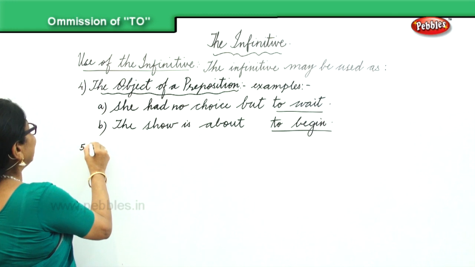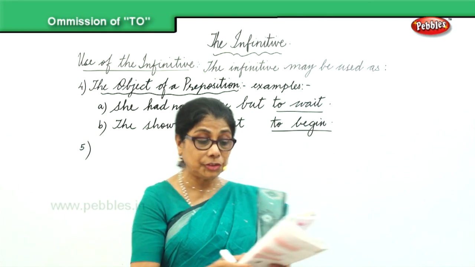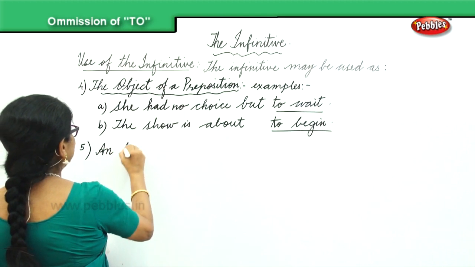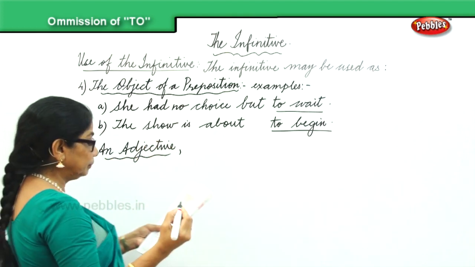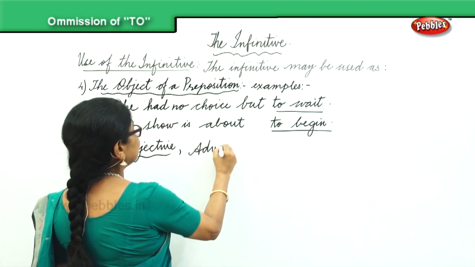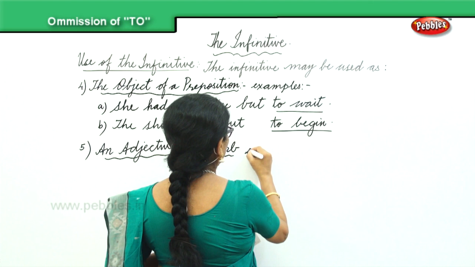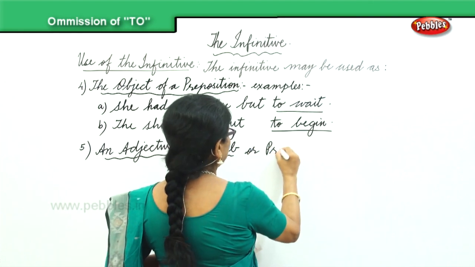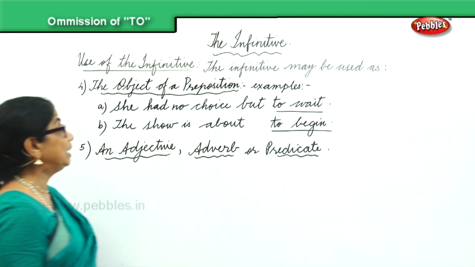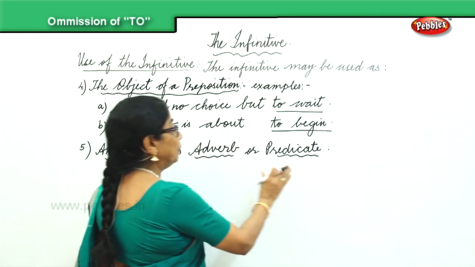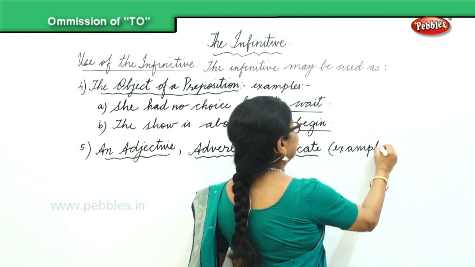And in the last and fifth category, the infinitive may be used as an adjective, adverb, or predicate. So the infinitive may be used as an adjective, adverb, or predicate. Now here, I have three different examples for you to look at.